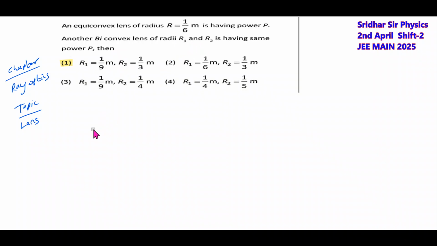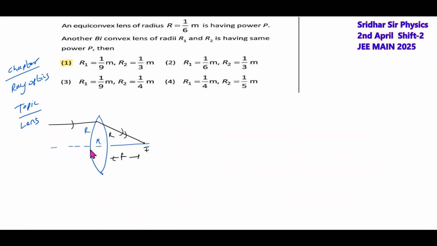What do you mean by equiconvex? It will have the same radii and the same refractive index. The lens will form the image here. This will be the focal length.